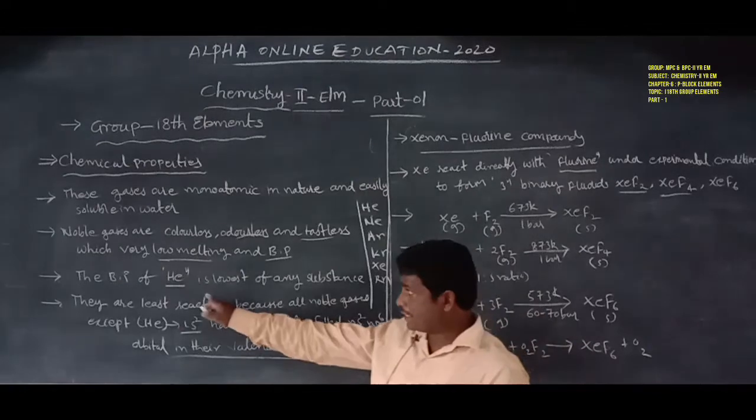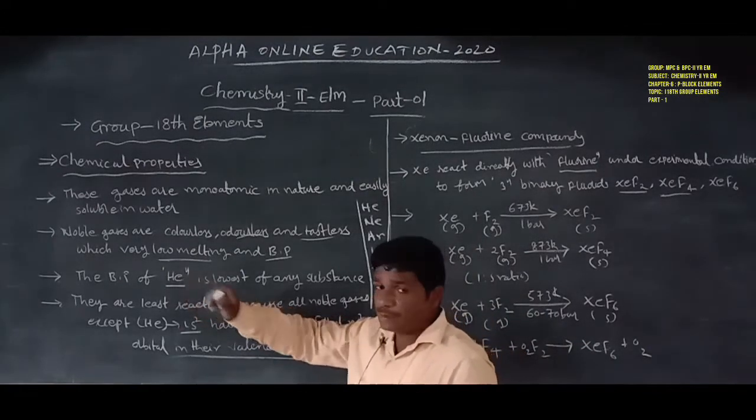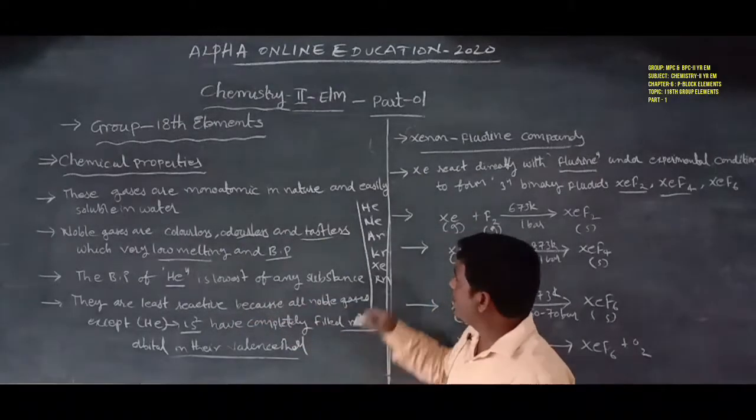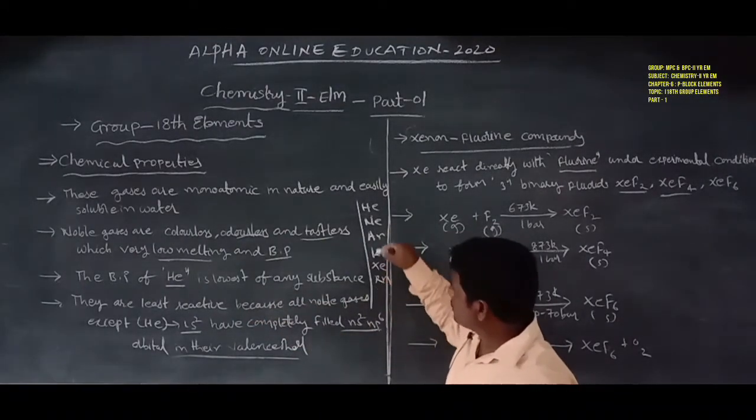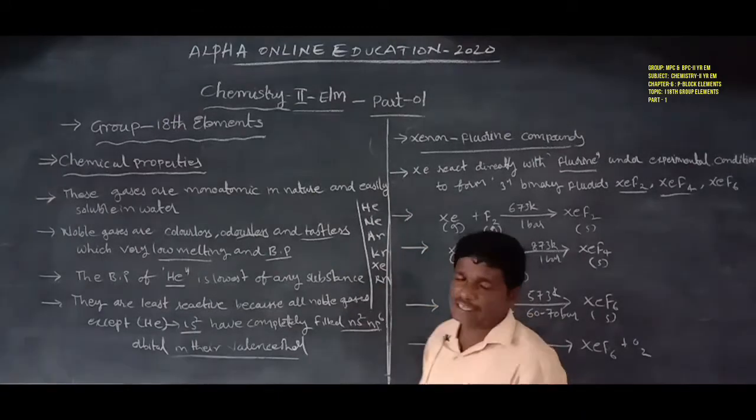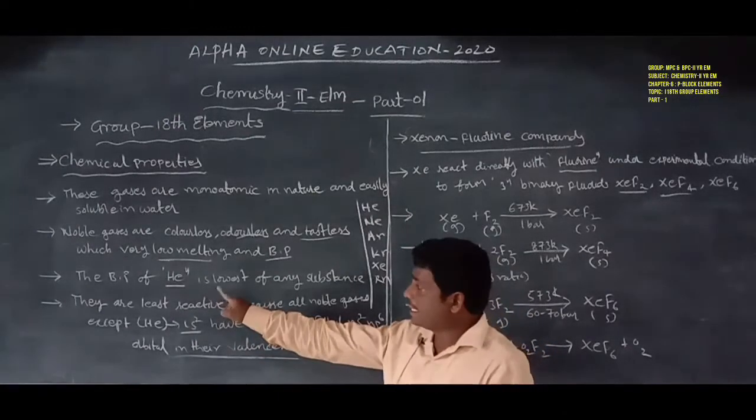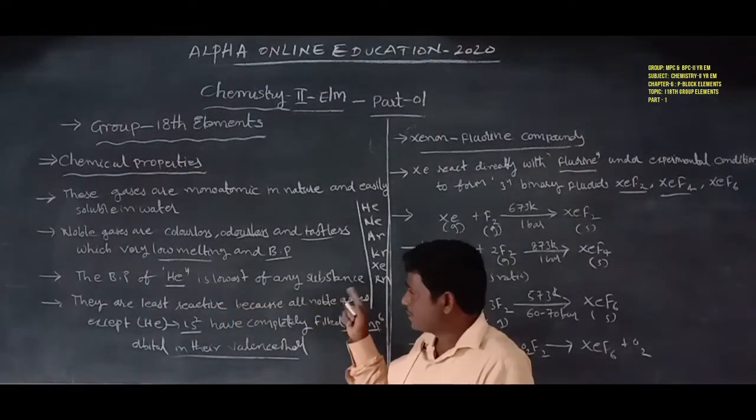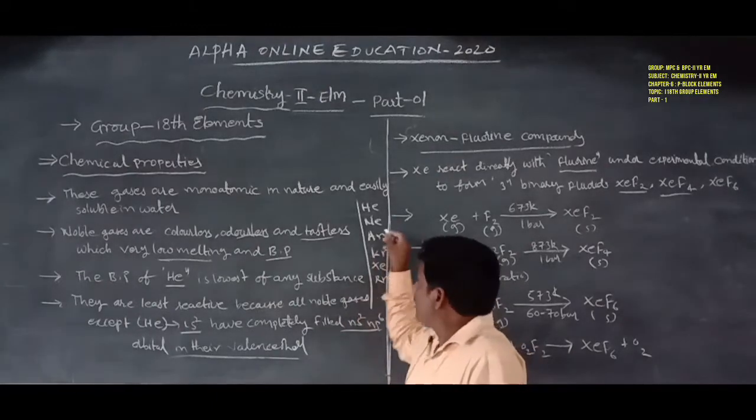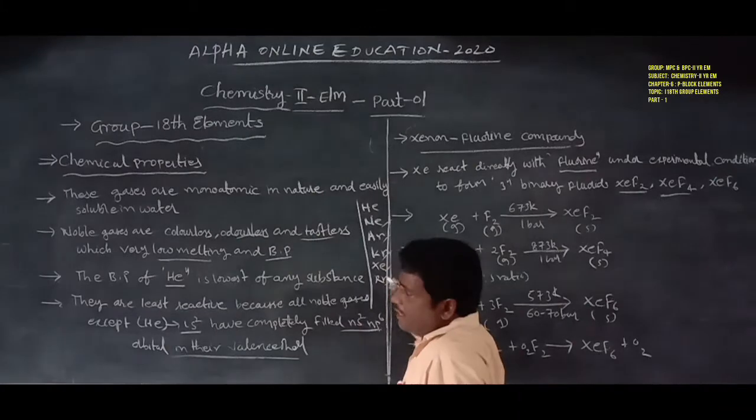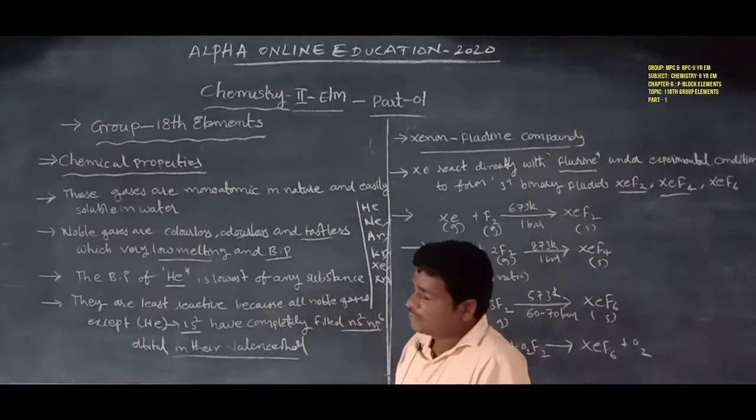The boiling point of helium is the lowest of any substance. Among the noble gases, except helium, the remaining elements have high boiling points, but the boiling point of helium is the lowest of any substance. That is the third property of the zero group elements.